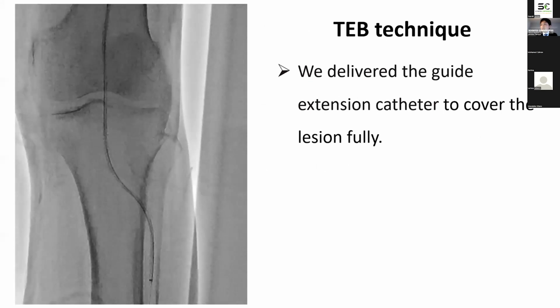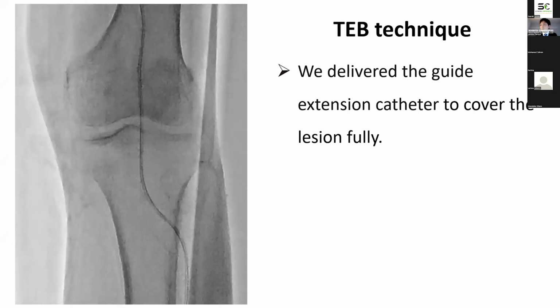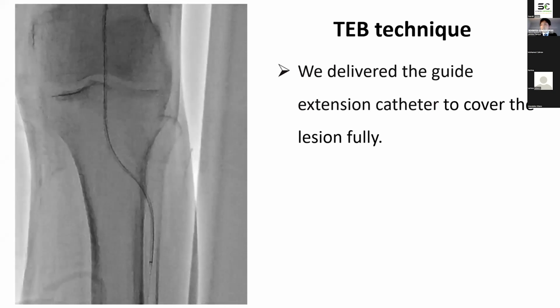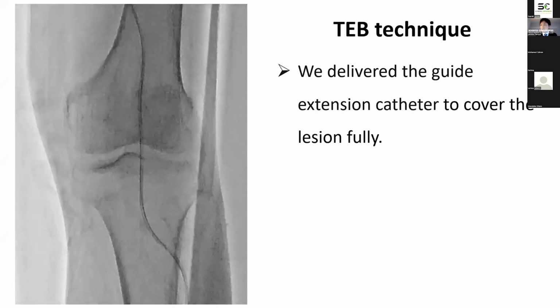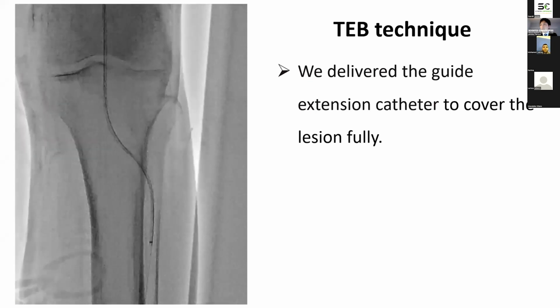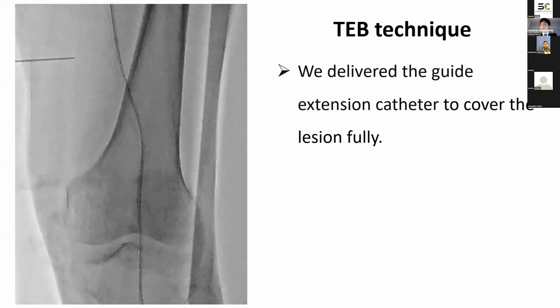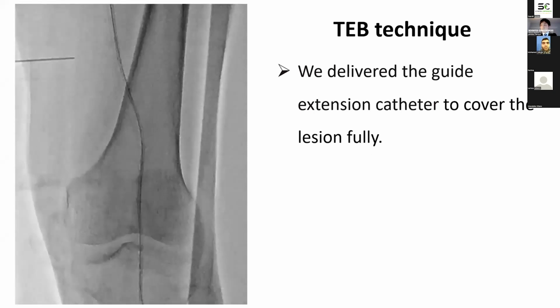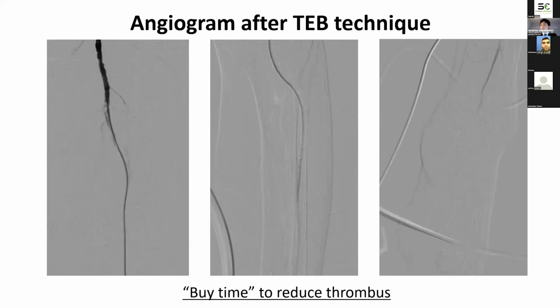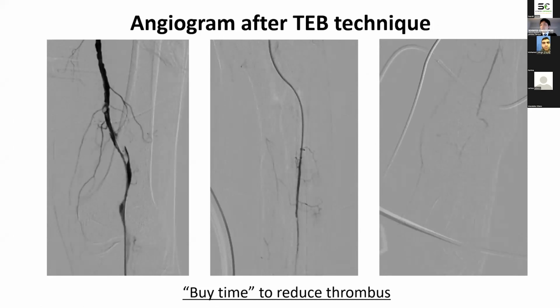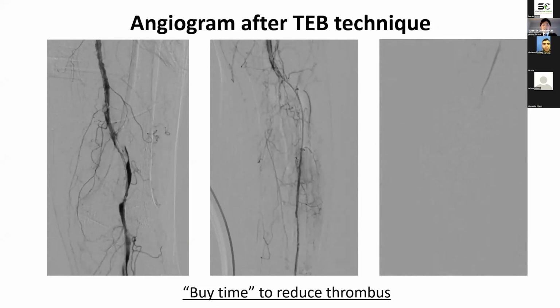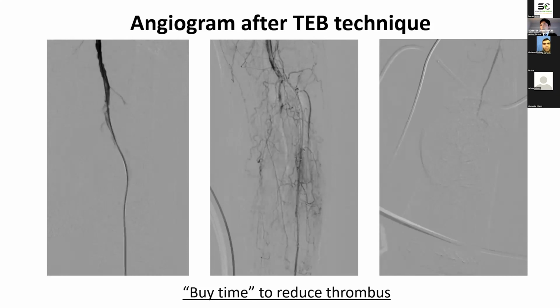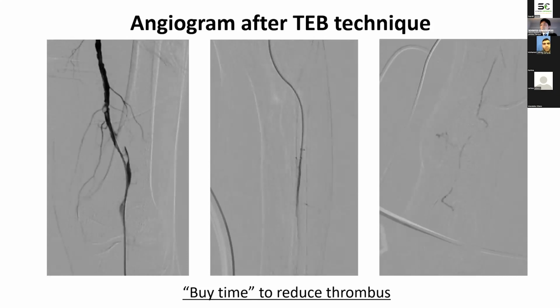IVUS showed that lesion length was over 30 centimeters. So we selected the Guidezilla 2, which is a guide extension catheter with 40 centimeter lumen length. We delivered the guide extension catheter to cover the lesion fully like that. These are the angiograms after the TEB technique. A lot of thrombus was observed in the popliteal artery. However, we could see the contrast flow to the distal arteries through the guide extension catheter.